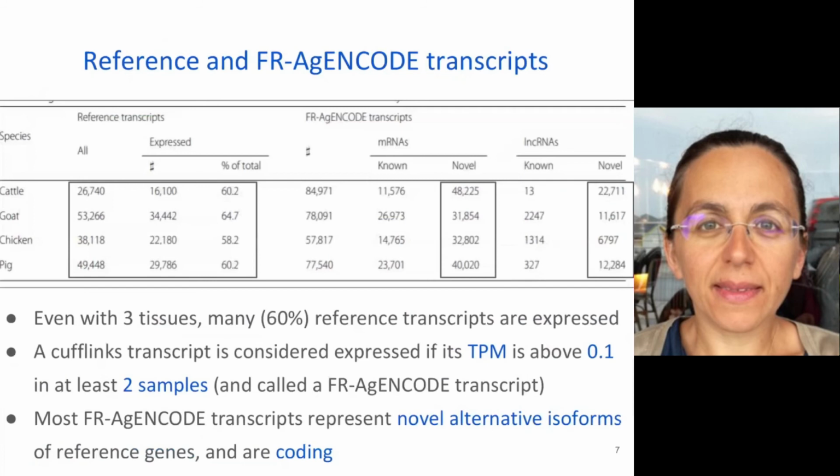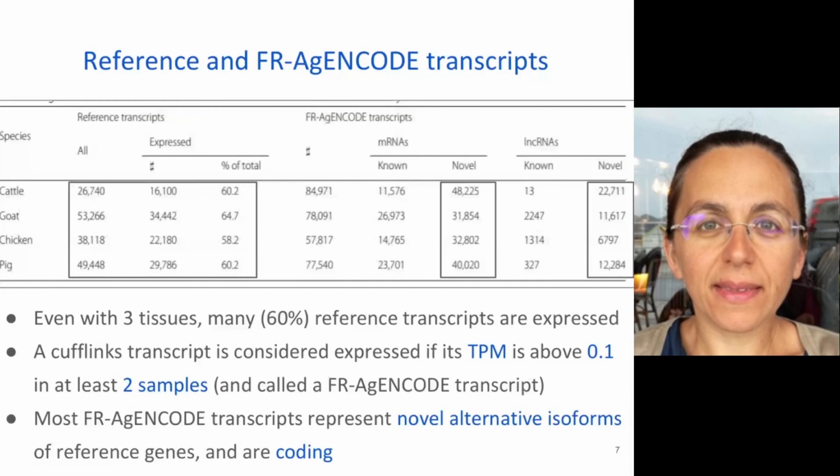Thanks. So on slide 7, you have the number of reference and FR-AgENCODE transcripts. I'm going to come back to what we call FR-AgENCODE transcripts. On the left, you have the number of reference transcripts that we have initially in the annotation, and then the number of expressed ones. Immediately, you can see that if you look only at the annotation, you don't have so many reference transcripts compared to human and mouse. In particular, at the beginning of this project, in these species, we had almost only protein coding genes, and about 1 transcript per gene. So this is very low.